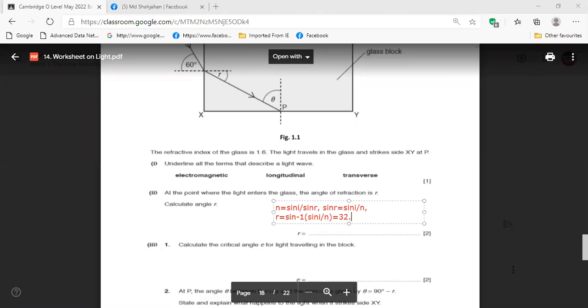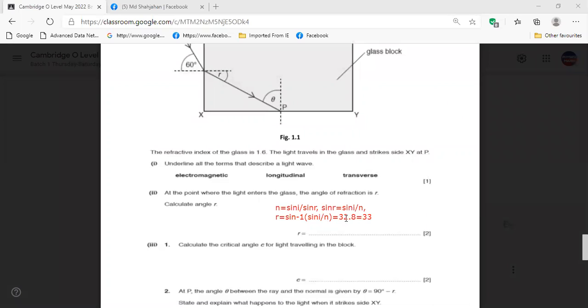32.77 means 32.8, right? Then you can write it as 33. So Monica got 33, right? It's very close. Our answer is 33 degree, or if you write 32.8, that is also correct. No problem. Is it clear? You can write both, but you should give your degree symbol.